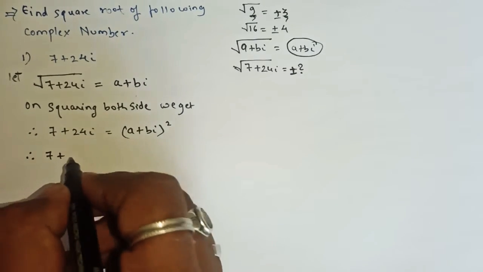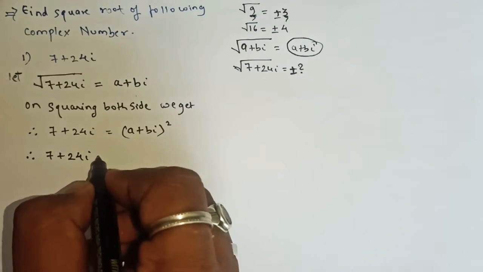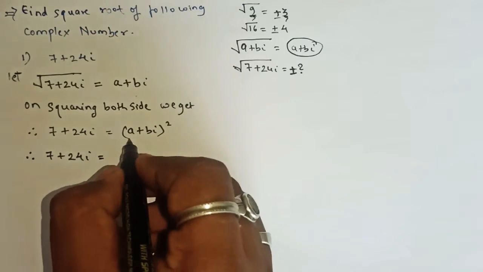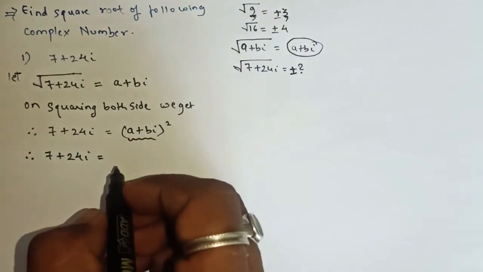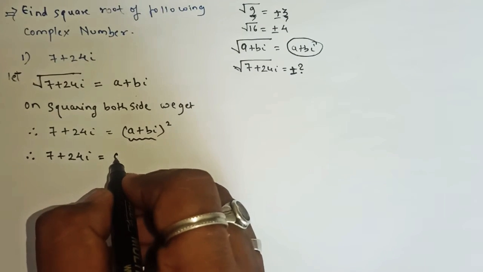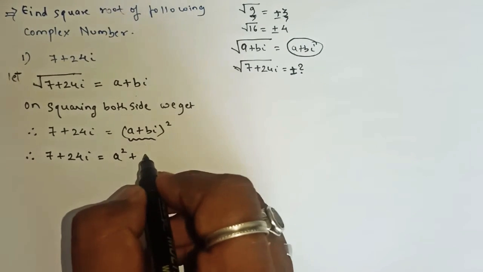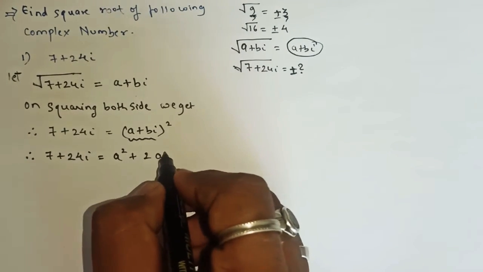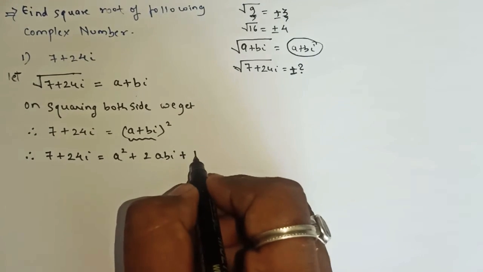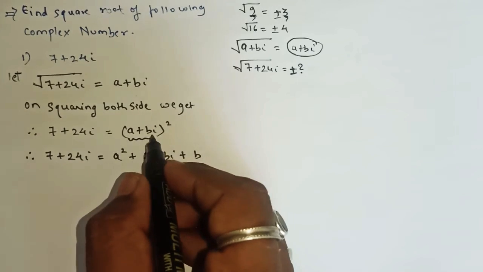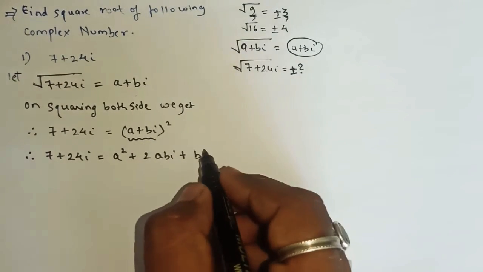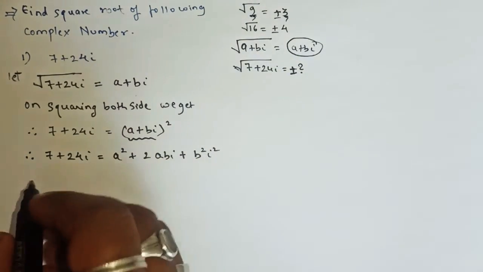7 plus 24i will be equal to... this format looks like what? (a plus b) the whole square. And we know the formula of (a plus b) the whole square: it is a square plus 2ab plus b square. So here a is a and in place of b is bi, so b square i square will come. Yes or no?